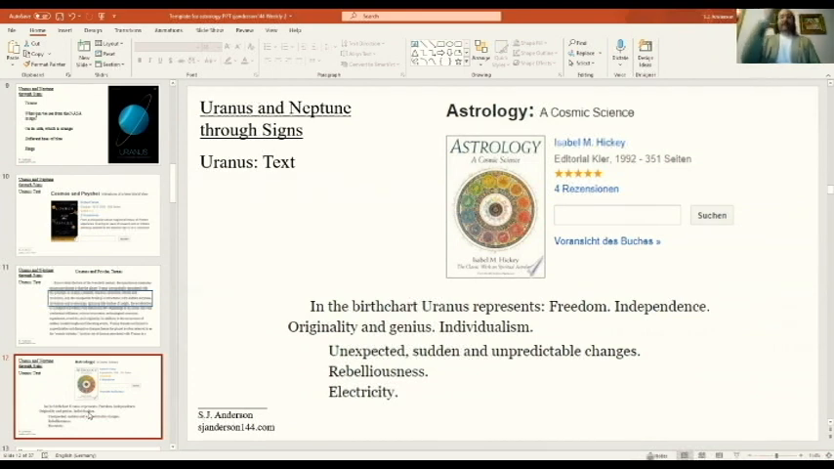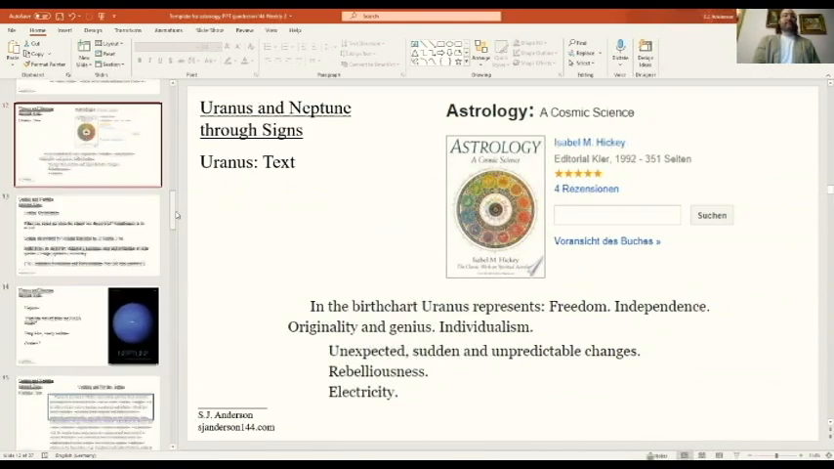So again, we have this commonality in texts, and that's another way I like to look at texts. I like to read a few different texts and then try to pull together the essential nature that astrologers can agree on. Here, unpredictable, unexpected, rebellious seem to be common elements. She's got originality and genius here too. So again, we can start developing what Uranus signifies through this text and through this observation.